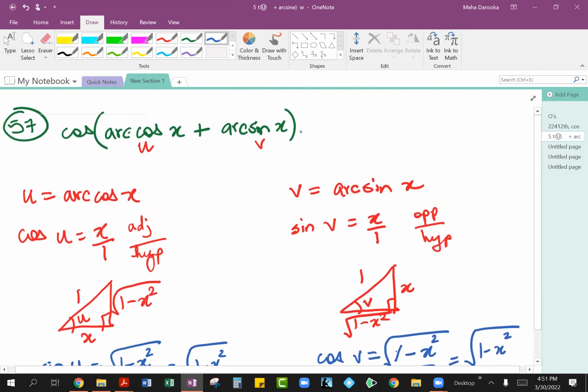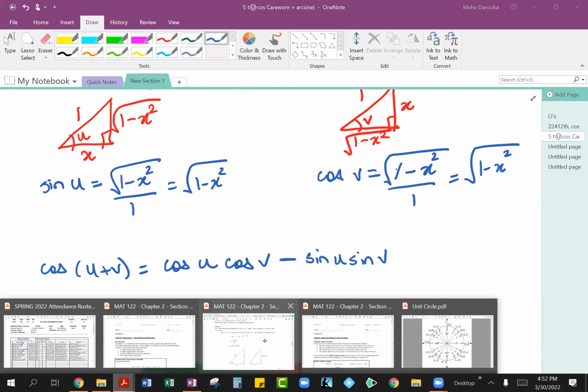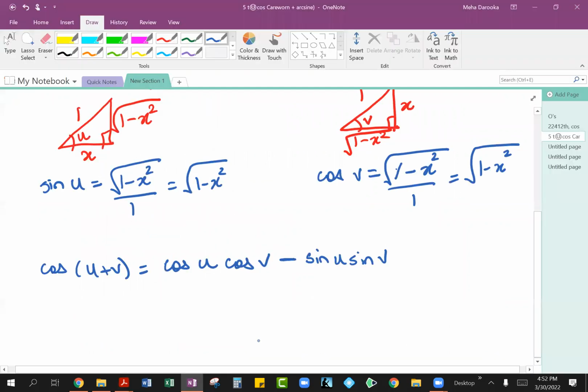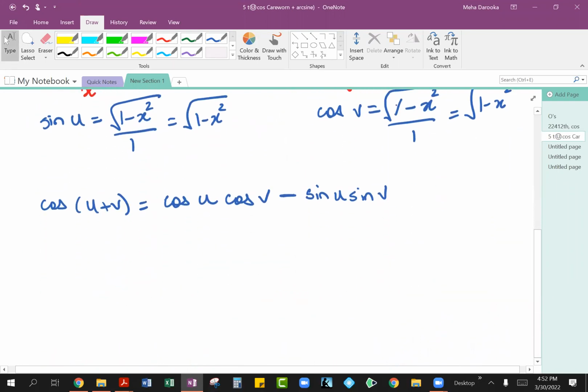Alrighty, so now the formula we will use is cosine of u plus v. So that will be cosine of u, cosine of v. Since this is a plus sign, you will have a minus over here, and this will become sine of u, sine of v. And very quickly, I'll show you that over here. So that's the formula we're using. Okay, now let's translate that into our actual problem. So arc cosine of x and arc sine of x.